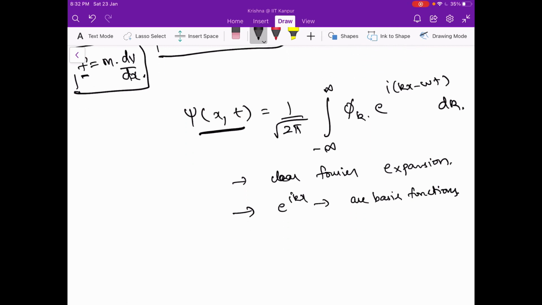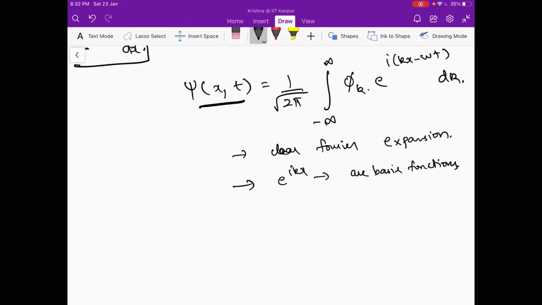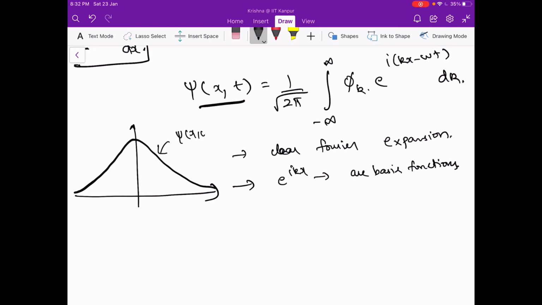So now, all we know is the starting point. Let's say the problem of quantum physics is that we know the wave function at time t equal to 0. Let's say it looks like this. This is psi of x comma 0. The question is, what happens at time t equal to t prime? Does it move like this, or does it move like this? This is what we want to see.